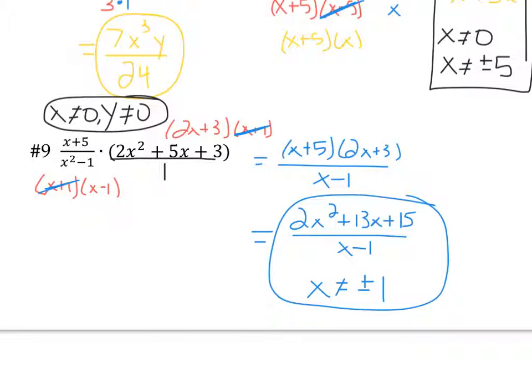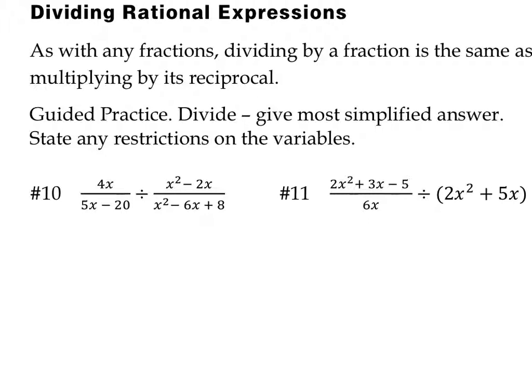And lastly, we're going to look at some division, okay? It's not too different from the multiplication, all right? You may be thinking that's good or bad here. We'll see. Okay, so one thing you want to remember is that when you're dividing by a fraction, that's the same as multiplying by its reciprocal.